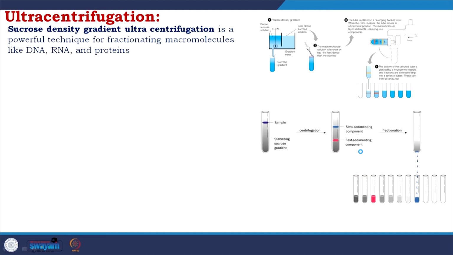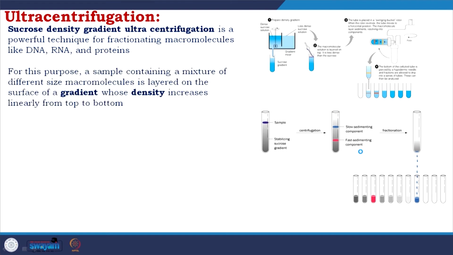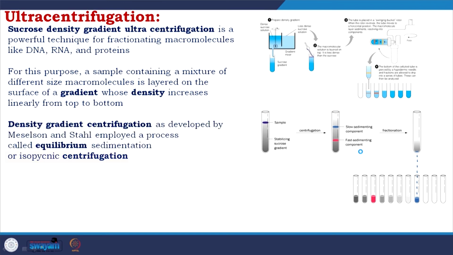Sucrose density gradient ultracentrifugation is a powerful technique for fractionating macromolecules like DNA, RNA, protein, and organelles also. For this purpose, a sample containing a mixture of different size macromolecules is layered on the surface of a gradient whose density increases linearly from top to bottom. If you see, you will see the changes in the level. So, that is it about sucrose density.